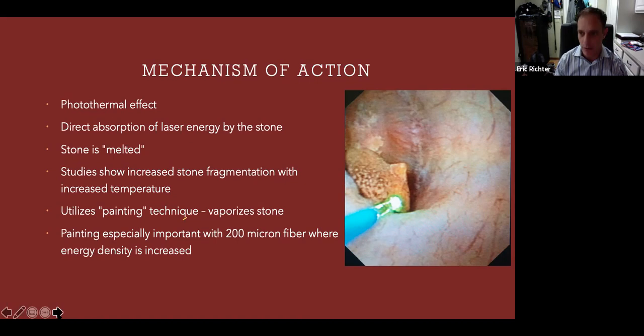And so we'll talk about, I don't know if you've heard that term, the painting technique where you kind of brush along a stone. So when you're slowly vaporizing a stone, that's what that photothermal effect does. And that's especially important with the 200 micron fiber, because the energy density is very increased with the 200 micron fiber laser. That's the smaller fiber that we're more commonly using in our flexible scopes for the kidney, when we're working in the kidney.